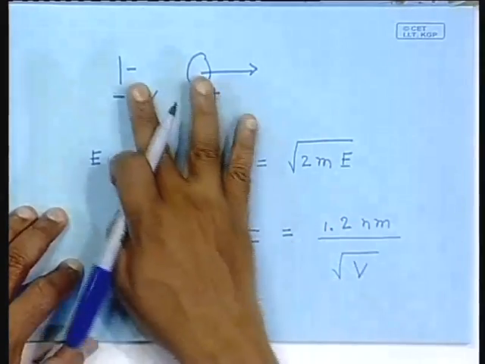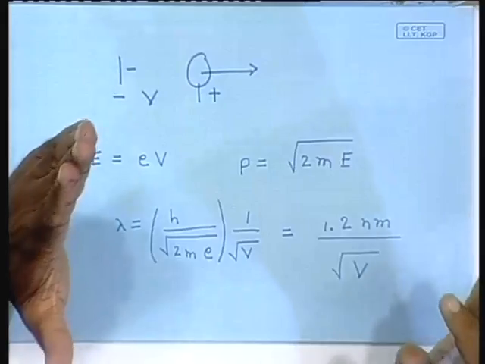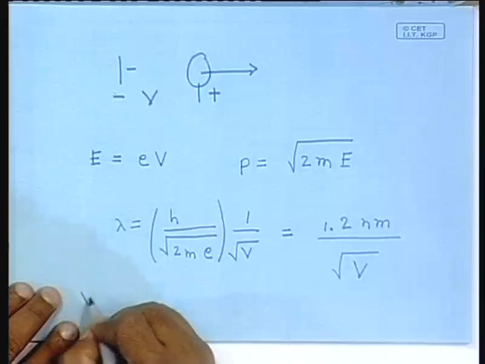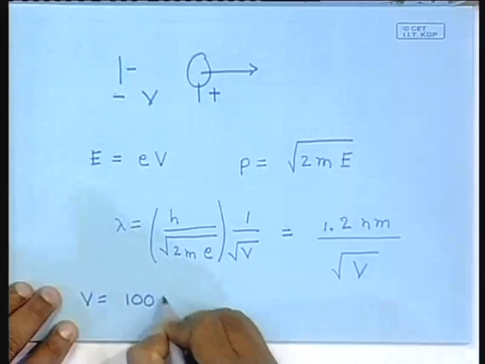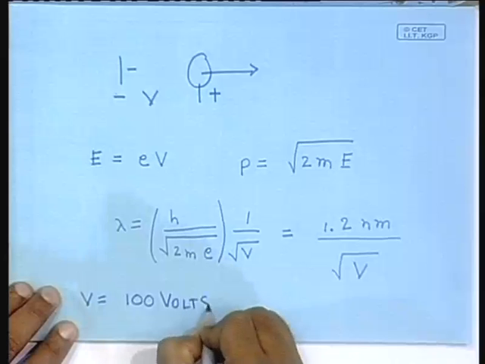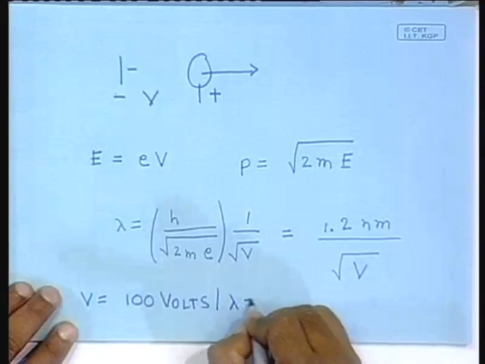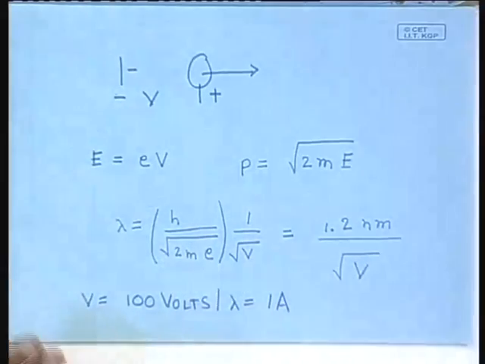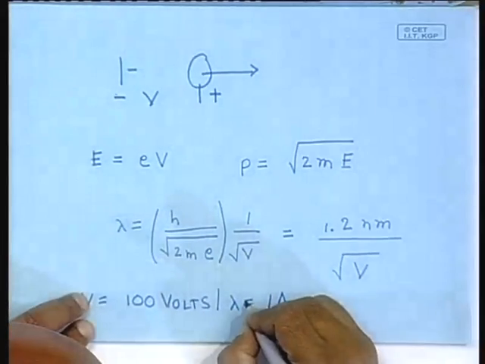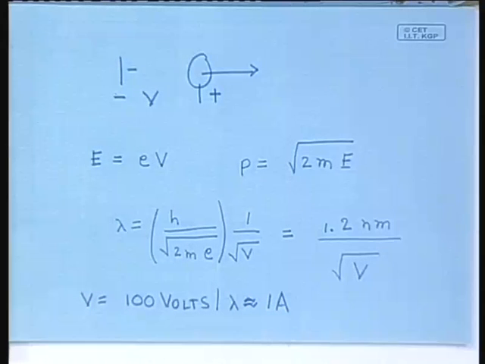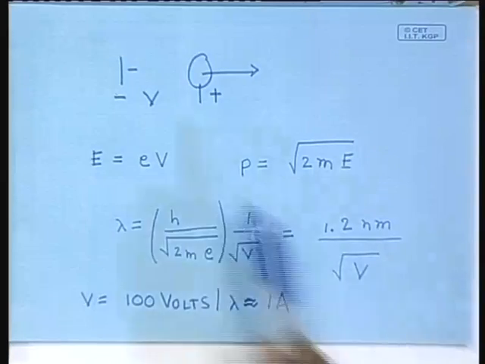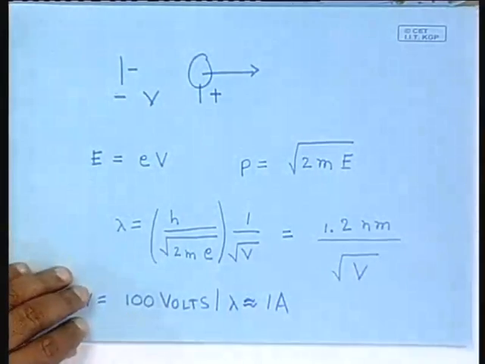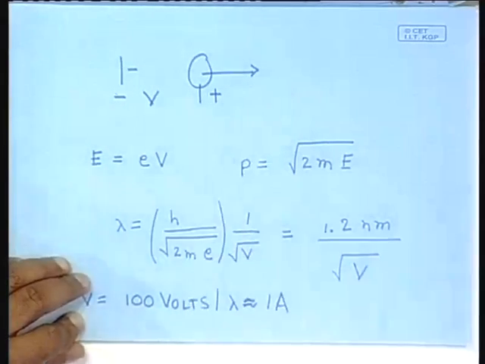And if the potential difference is 100 volts, a 100 volt potential difference is not something which is very difficult to generate. So, if the potential difference is 100 volts, then the wavelength is 1 angstrom, right. It is 0.1 nanometers, 1.2 angstroms, but okay, approximately of the order of 1 angstrom. Let me make it approximately equal to 1 angstrom. So, what we see is that if we send an electron through a 100 volt potential difference, then you expect to get a wave. If de Broglie hypothesis is correct, you expect to get a wave of wavelength 1 angstrom.